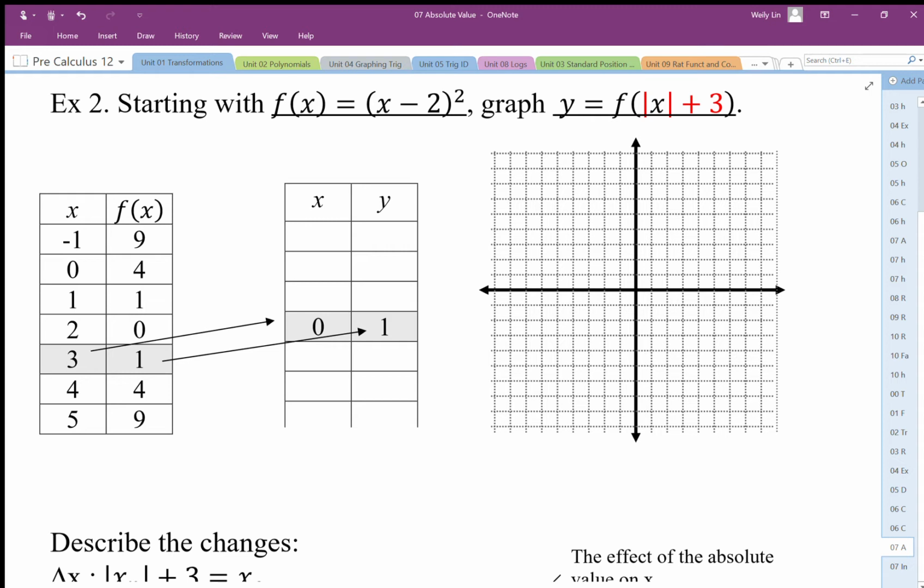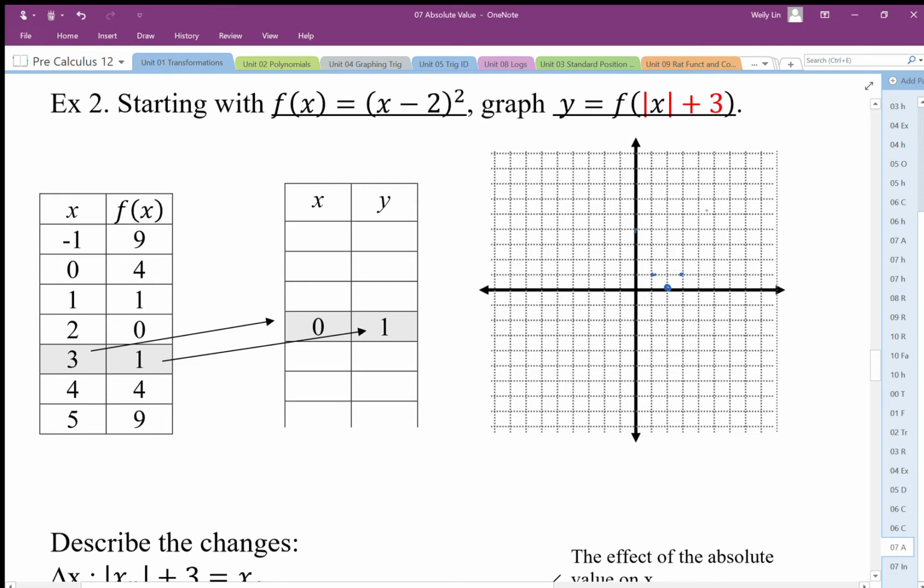So in this case, I have a left 3 and a mirroring. Which one happens first? Depending on which one happens first, we're going to get different results. So we have to be very careful. Here's my original parabola. It's a (x minus 2) squared parabola, so it's a parabola centered at 2, 0.